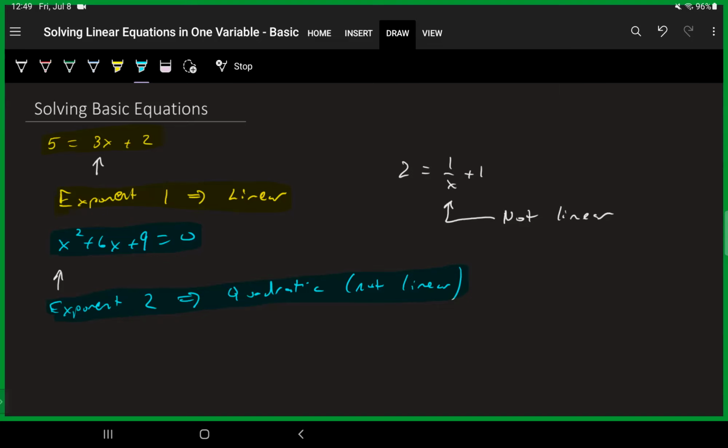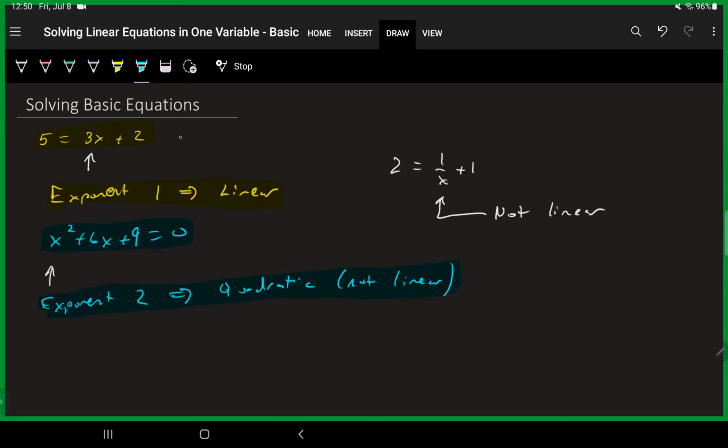And the third example that is not highlighted, I have 2 is equal to 1 divided by x plus 1. And the x is in the denominator there. And even though it doesn't have an exponent attached to it, so we assume that's 1, it's in the denominator, so that's not linear. So the equations that we're going to be looking at are going to look like this first example here for the most part. They might be a little bit simpler or a little more complicated.